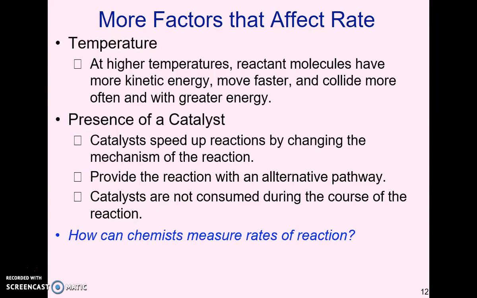The next lesson is: how do chemists measure the rates of reaction? What tools do chemists use to measure rates of reaction? What math is used to measure rates of reaction? How are rates of reaction measured? That's what we're going to be looking at next in this unit.